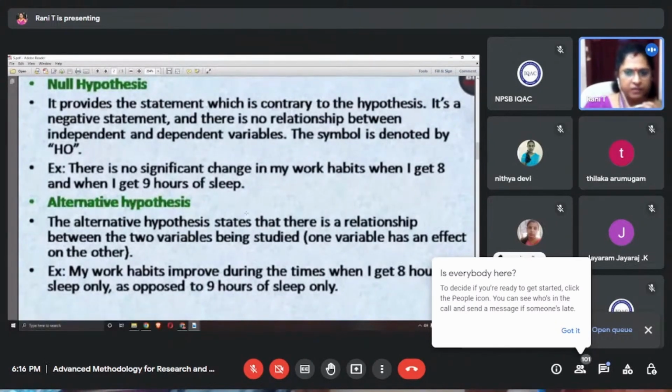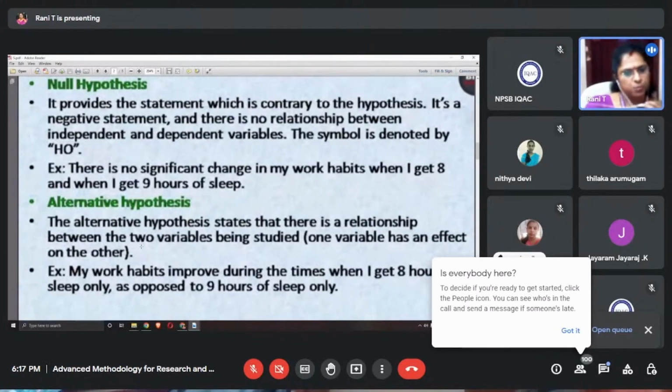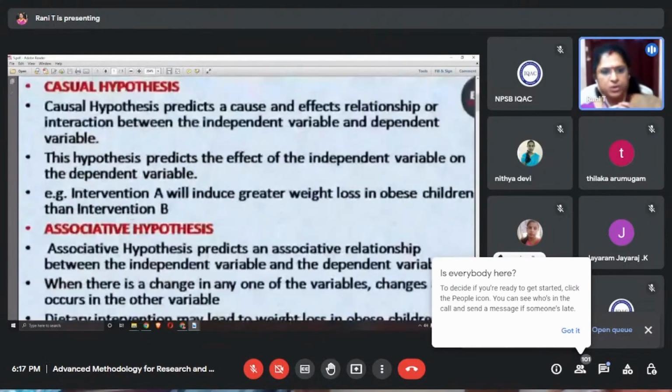And what is the alternative hypothesis? We study two variables, and from that we derive that one variable has a cause and effect, that is, there is an effect on the other. So it is opposite to the null hypothesis. The effect here is work habits. The same thing: I get 8 hours of sleep only, and my habits are such. If I sleep more, if I take more rest, then I am able to work efficiently. So this is the alternative hypothesis.